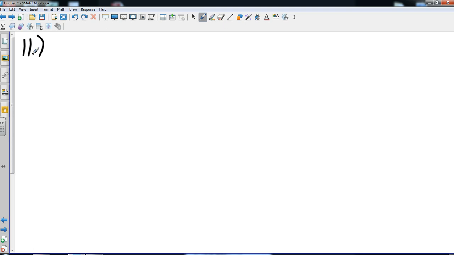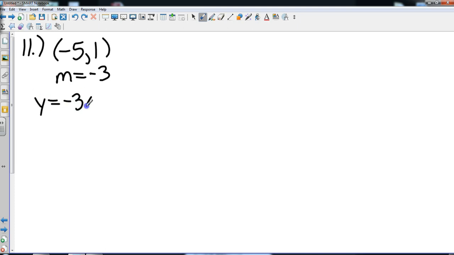Okay, 11 is actually shorter because they give us the slope. We don't even have to move it around. What's the slope of number 11? It's negative 3. So it needs to go through this point, and it has a slope of negative 3. They've already manipulated the equation for you. Perfect. So what's my equation going to start off looking like? Y equals negative 3x. I'm going to put the plus b, and I'm going to sub the point in. What's the y value of my point? 1. What's the x value of my point? Negative 5.